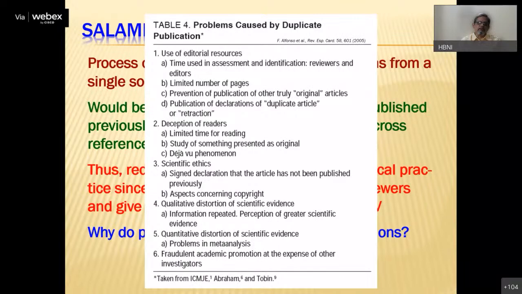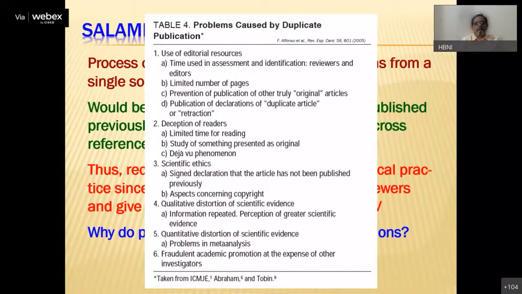And then the ethics part itself. Whenever you submit a manuscript, you actually sign a declaration that the article has not been published previously. You're in fact breaking that declaration. And then aspects concerning copyright. You could have published the article in some other journal, so the previous article already has a copyright, and you're breaking that copyright. Then finally, scientifically, a qualitative distortion of the evidence. The information is repeated, you give a spin on that, and then you have a perception that scientific evidence is really great.